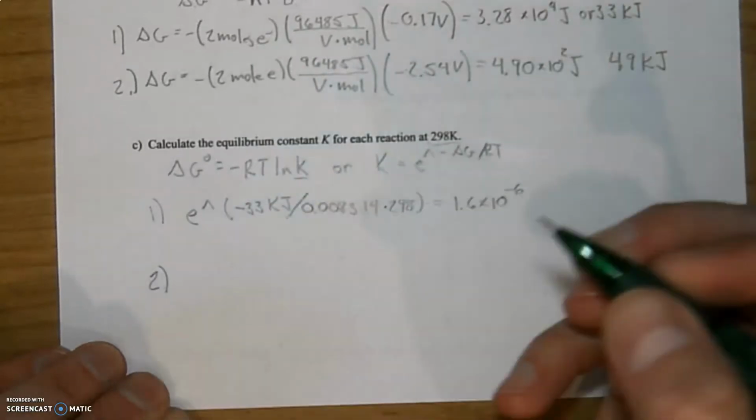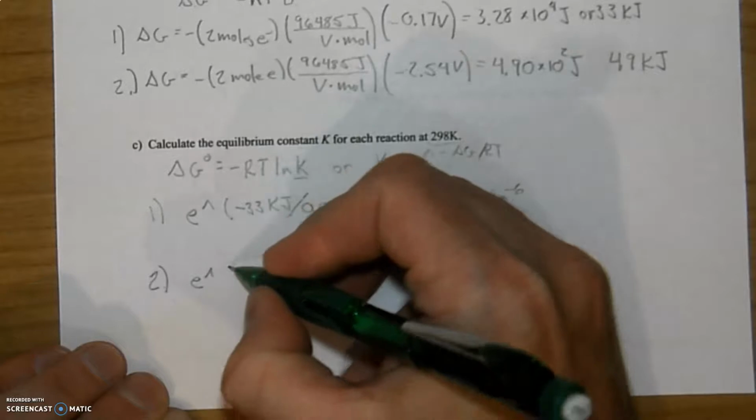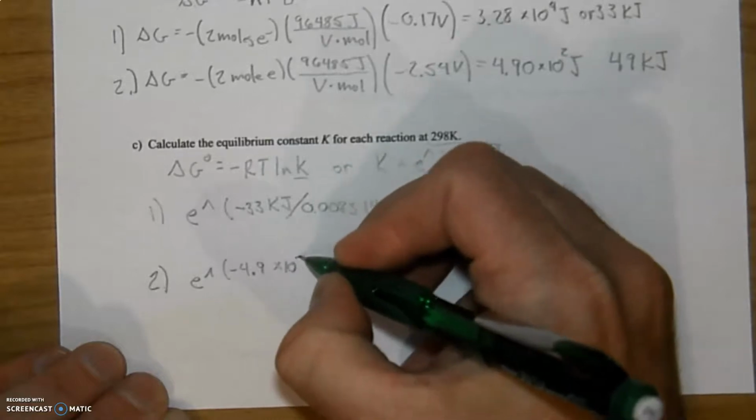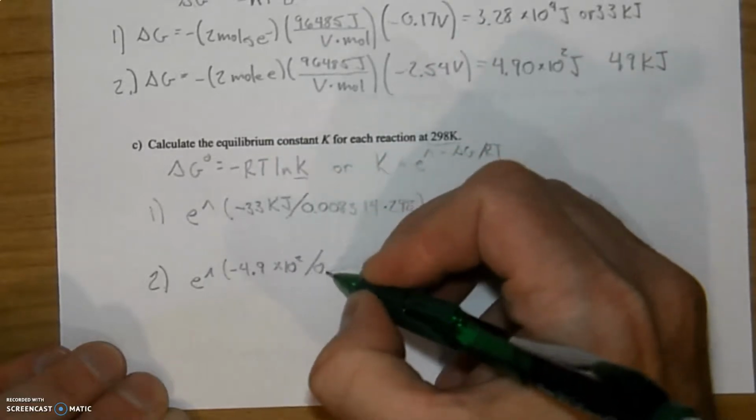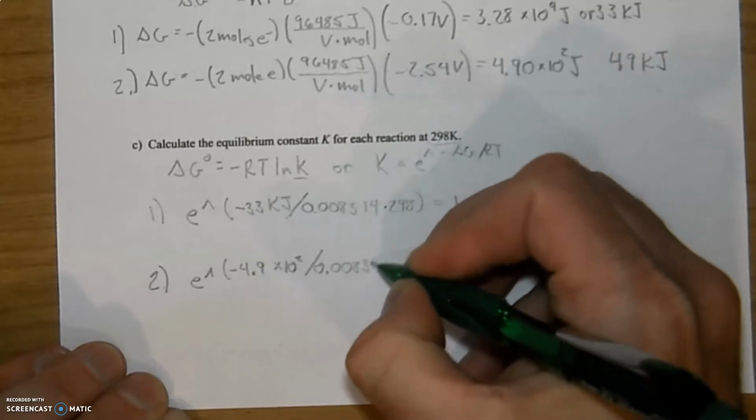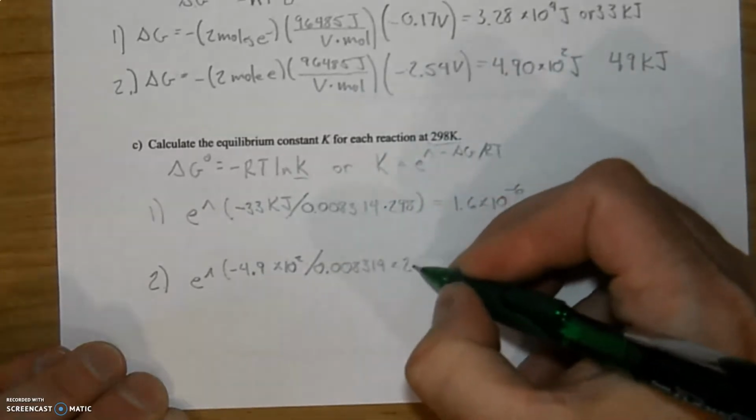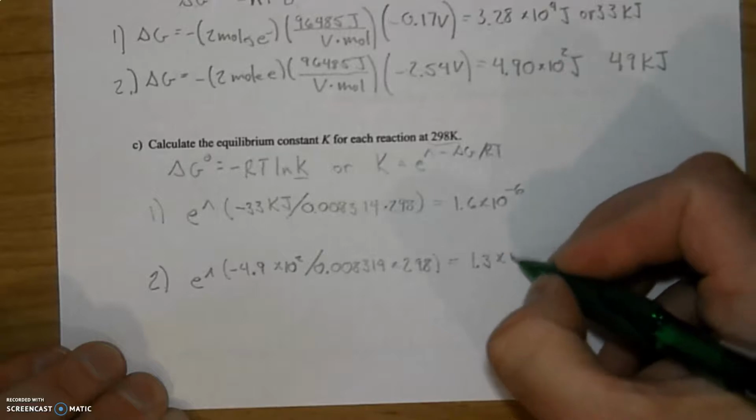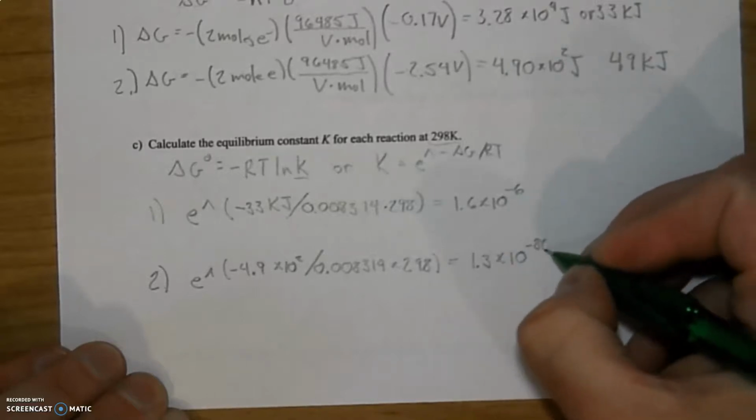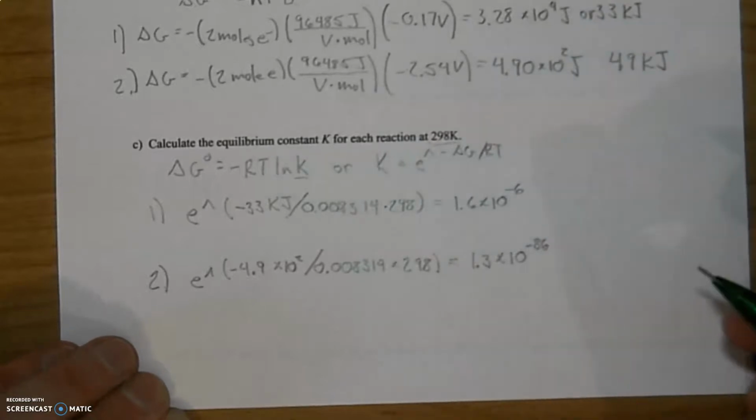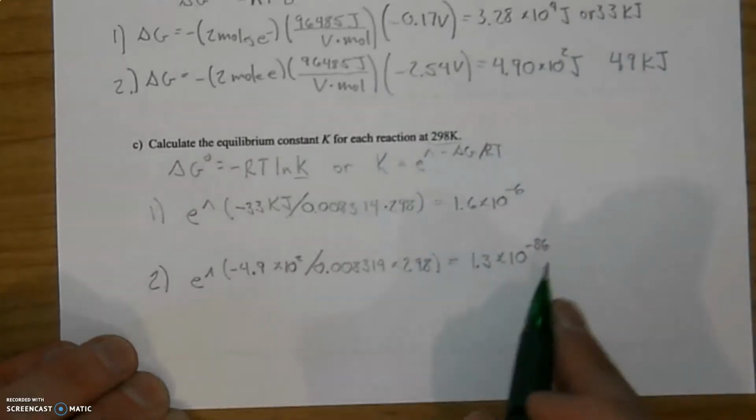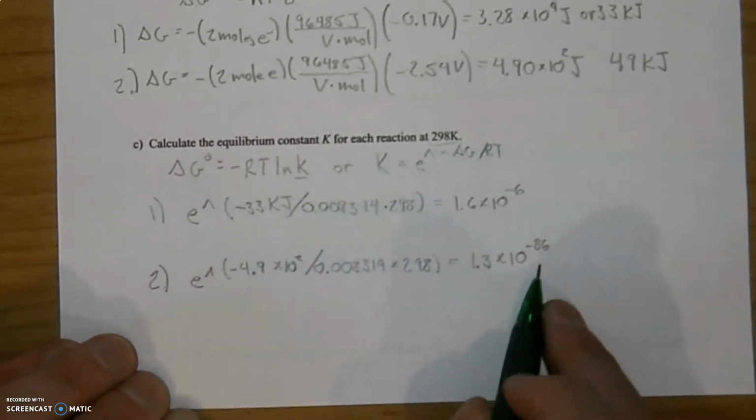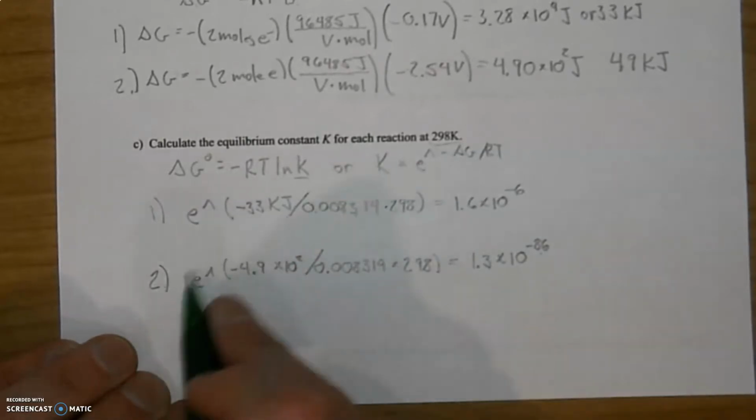For the second problem, e raised to the negative 4.9 times 10 to the second divided by 0.008314 times 298. And that will be equal to 1.3 times 10 to the negative 86. So again, not very spontaneous. Something I'll point out here, because depending upon which actual numbers and even significant digits you put in here, that's greatly going to affect your answer over here because of the e function.